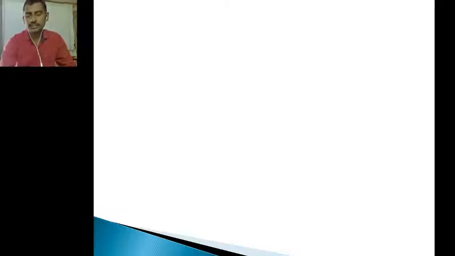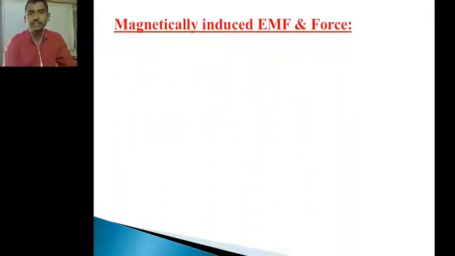So our next topic is magnetically induced EMF and force. That means here we can derive some equations regarding the EMF and force. So first we want to see the EMF equations, EMF equations in terms of magnetic terminology.